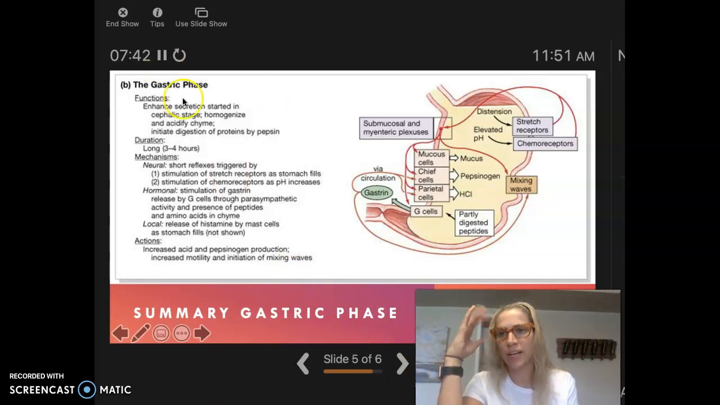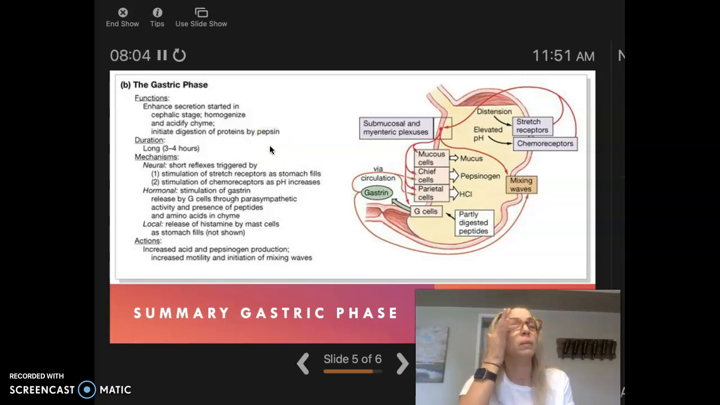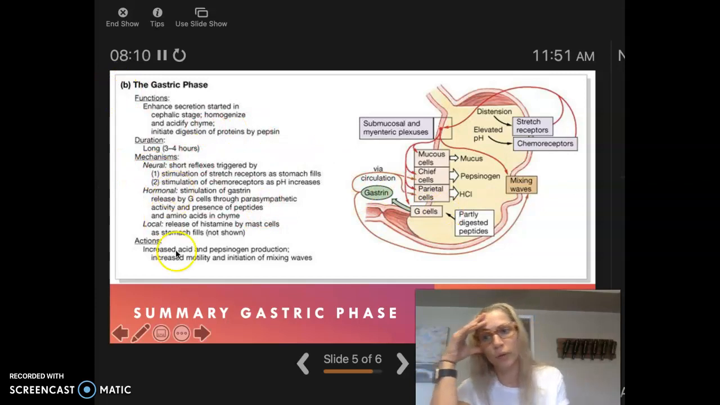So we talk about the gastric phase and its functions. You're going to be able to see that its functions are to enhance secretion started in the cephalic phase, homogenize and acidify chyme, and initiate digestion of proteins by pepsin. It only lasts about 3 to 4 hours. In the intestinal phase, there's a lot longer duration. The mechanisms are going to be neural, hormonal, and local.